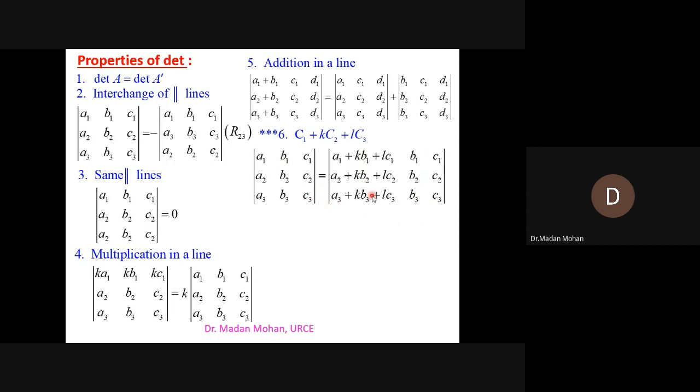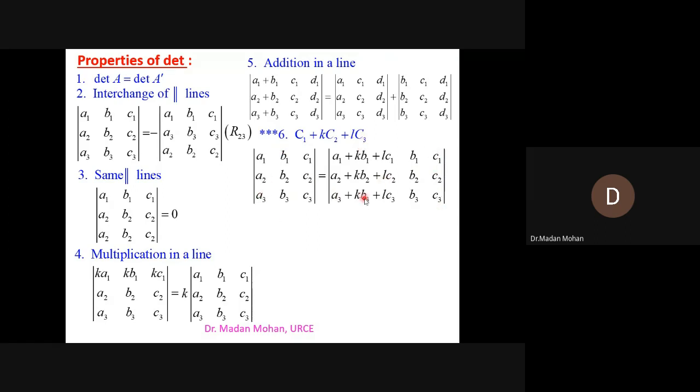Why are these two the same? Observe it. The right side can be written as a sum of three determinants using the fifth property. In the first determinant, the first column is A1, A2, A3, the second column B1, B2, B3, the third column C1, C2, C3. Means you are getting the left side.